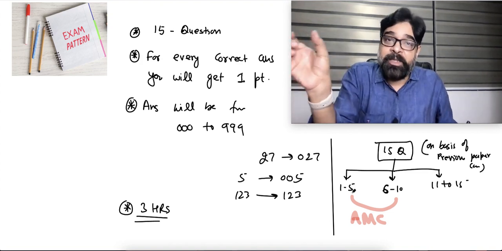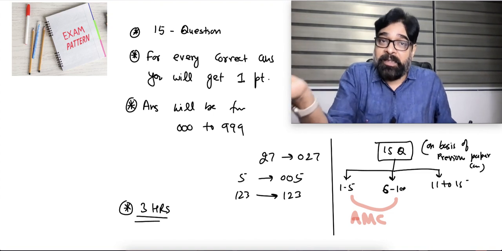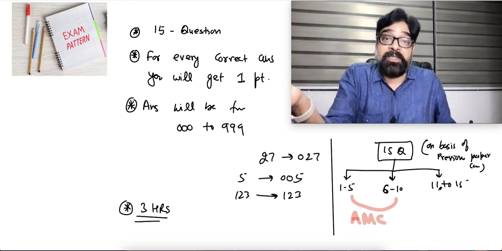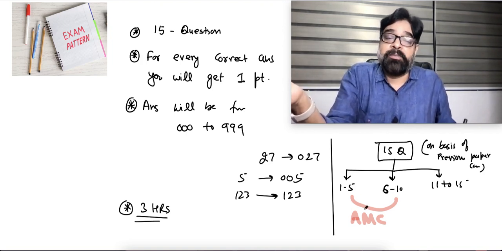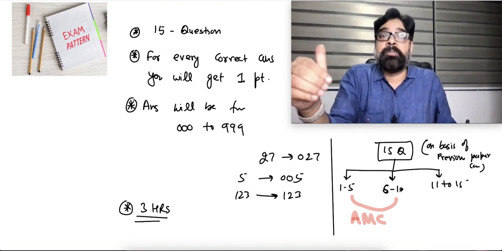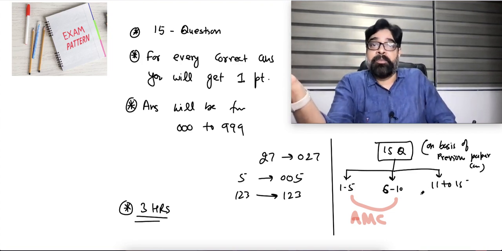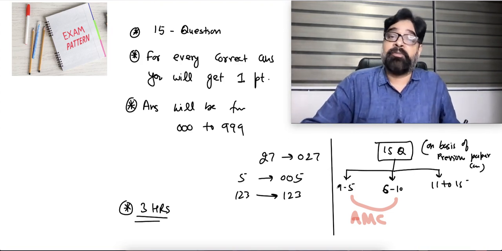But 1 to 5 will be the easy questions, and 6 to 10 will be average or above average, you can say AMC level. But 11 to 15 will be the tougher side, requiring a lot of movement. So first try to capture as many questions as you can from 1 to 10, and then spend more time on the questions of whatever your favorite topic is. So this is what the exam pattern used to be for the AIME exam.